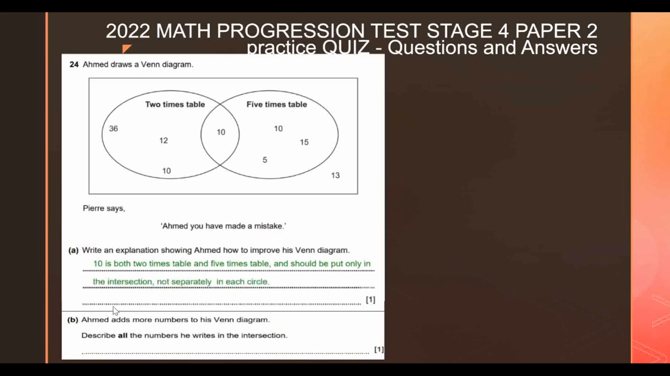And question B. Ahmed adds more numbers to his Venn diagram. Describe all the numbers he writes in the intersection. So the intersection, 10 seconds from now.